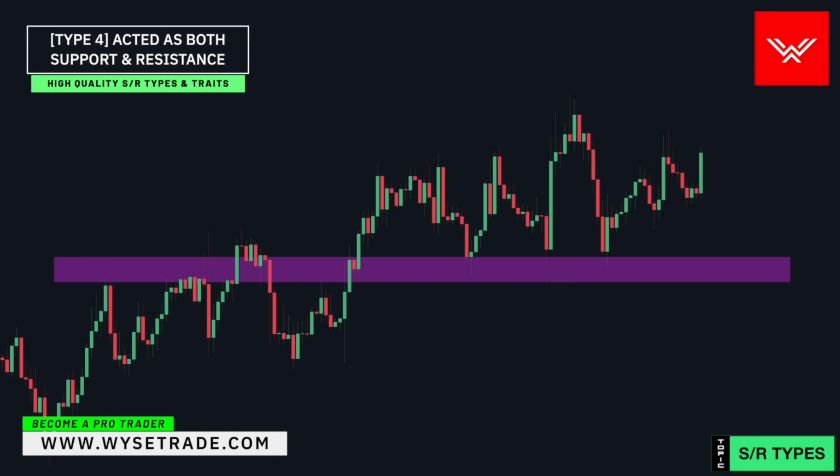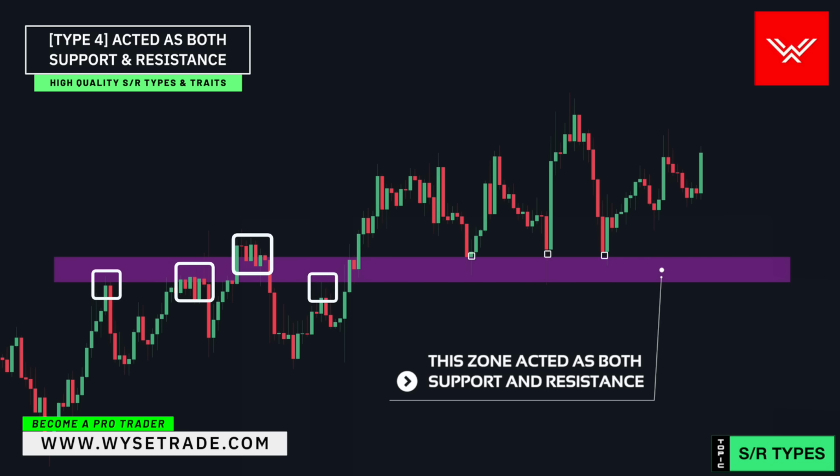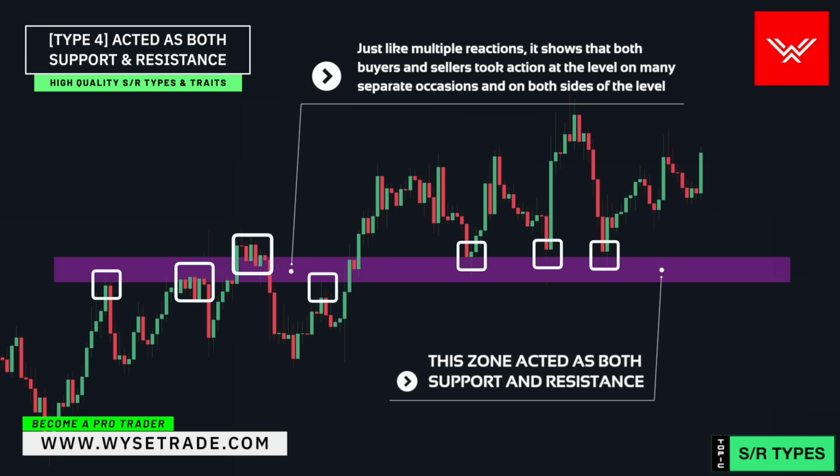Type 4. Acted as both support and resistance. Notice how this key zone here acted as resistance here and support here. Just like multiple reactions, it shows that both buyers and sellers took action at the level on many separate occasions and on both sides of the level.